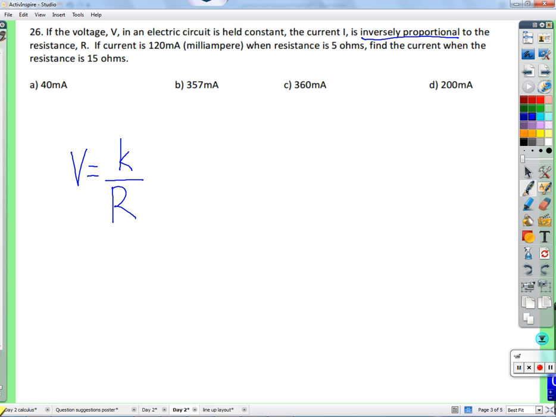Voltage V in an electric circuit is held constant. If the voltage V in an electric current is held constant, the current I is inversely proportional. So we use the wrong letter here.